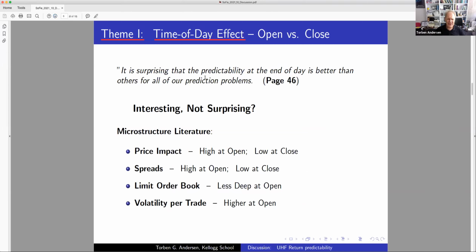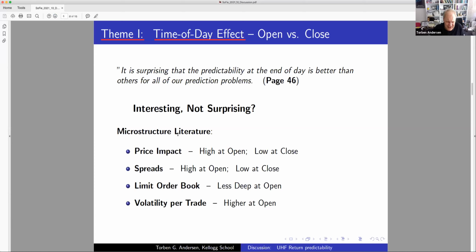I found this little quote here: they don't really give any indication of why it could be easier to predict returns at the close than the open. I think it's not so surprising. In fact, the market microstructure literature and a lot of recent papers emphasize that there's a big difference between how the markets function in the morning and in the evening or late afternoon. For instance, we know the price impact is much higher in the morning, the spread is higher, the limit order book is less deep at the opening hours, and the volatility per trade is higher at the open than towards the close of the day. This is on average, but it holds incredibly robustly, I think.